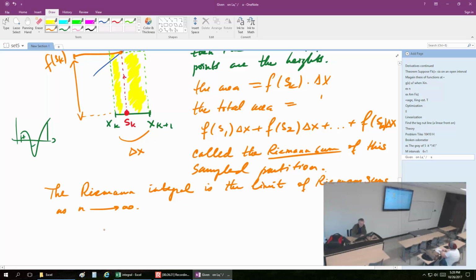Okay, in other words, this is the notation. We use the integral symbol, either f of x or f dx, doesn't matter. So the limit with n going to infinity, and I'll just repeat the sum here, f of s1 delta x, plus and so on, f of sn delta x.